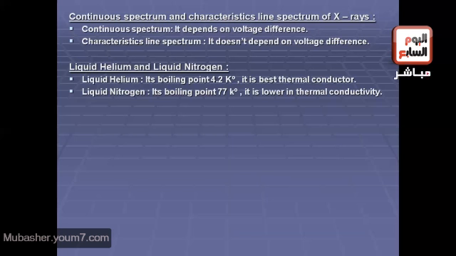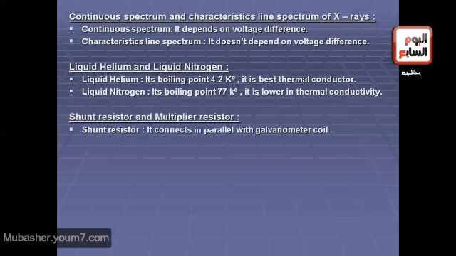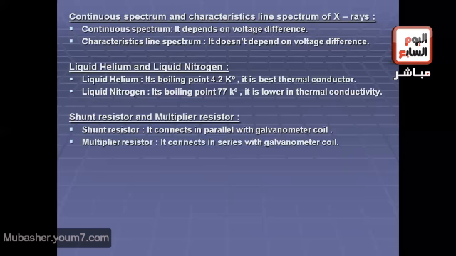Another comparison, shunt resistor and multiplier resistor. Okay, according to connection, the shunt resistor, yes, is a small resistor connected in parallel with the galvanometer coil, while the multiplier resistor connects in series with the galvanometer coil. Okay, let's remember that the shunt resistor, when it connects in parallel with the galvanometer coil, converts it into an ammeter. This is a very important point.